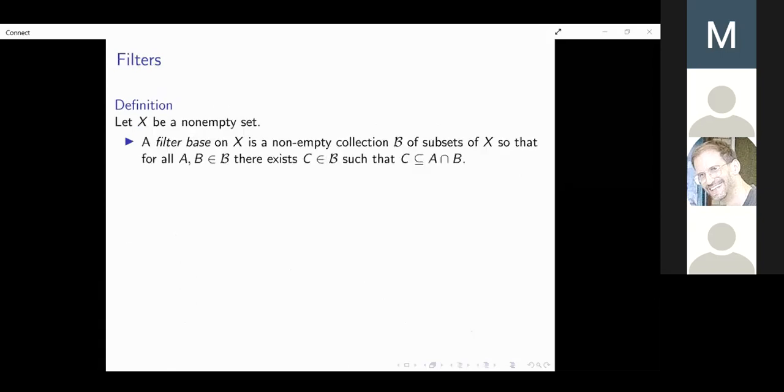Okay, let's talk about filters. So a filter base on a non-empty set X is a non-empty collection B of subsets of X, which is upwards directed with respect to reverse inclusion. So in other words, if A and B are in the filter base, then there's a C in the filter base, which is contained in their intersection. And a filter is a filter base which is closed under taking supersets.